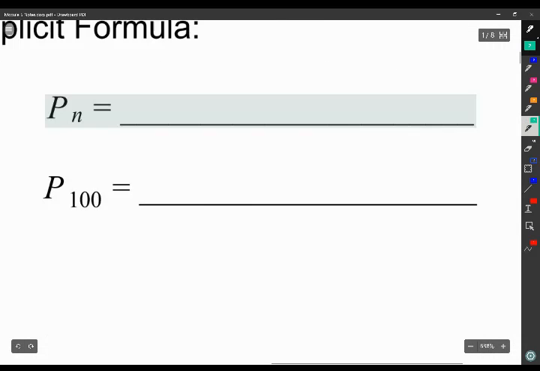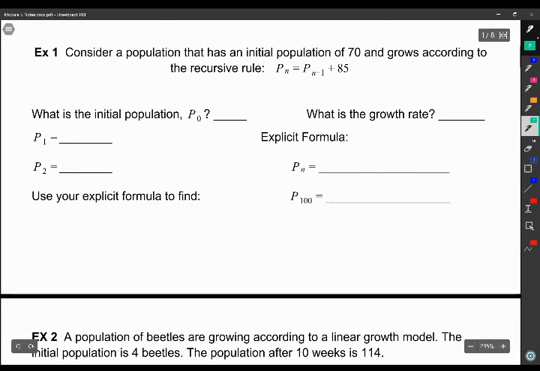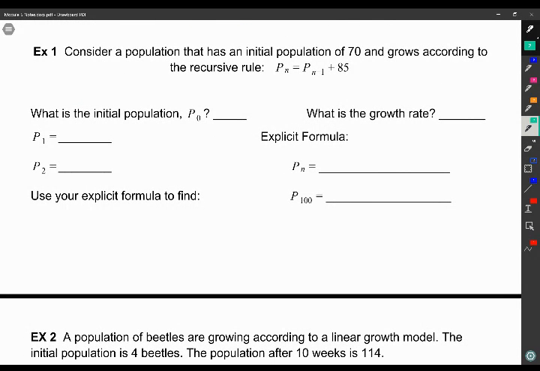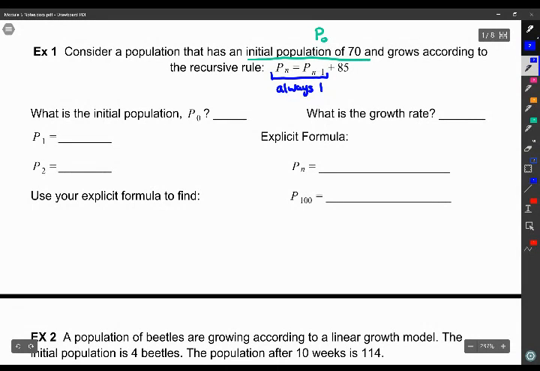So they talk about the first situation, which is, it says we consider a population that has an initial population of 70. So when they talk about an initial population, that's like our P sub 0, or our starting amount, or our previous value. And it says, and it grows according to the recursive formula P sub n minus 1. This part of a recursive is always the same. This part never changes. It's always this when you're writing a recursive. The 85 is the growth rate, or rate of change. I'll just write growth rate.